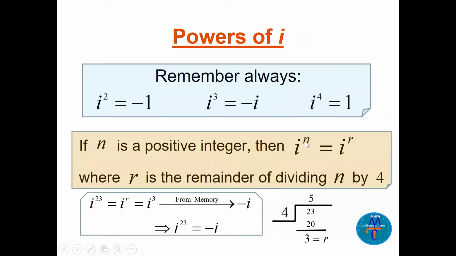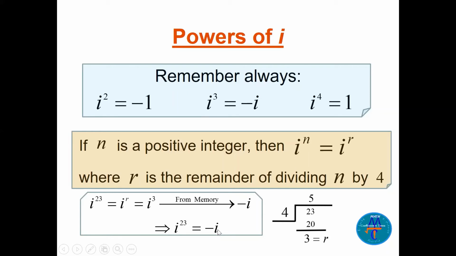if the power is positive, divide by 4 and take the remainder. See, i to the power 23, don't think too much, just take 23, simple numbers here, divide by 4. So the answer is 5 and the remainder 3. So I put i to the power r. See, directly you can remember this. i to the power n is equal to i to the power r, so the remainder here can be 0, 1, 2, or 3 only. So i cubed, you remember this one is in your mind, i cubed is minus i. So i to the power 23 is minus i.